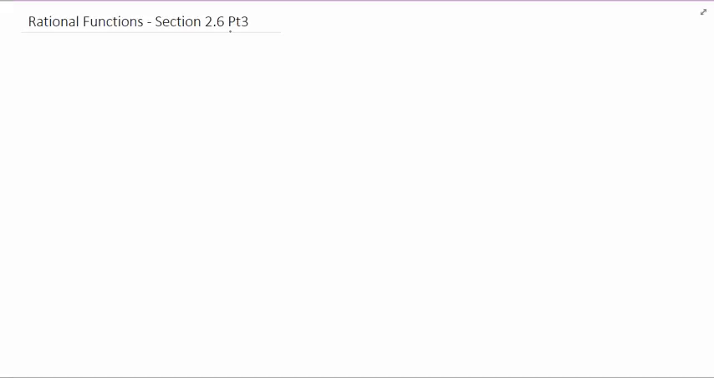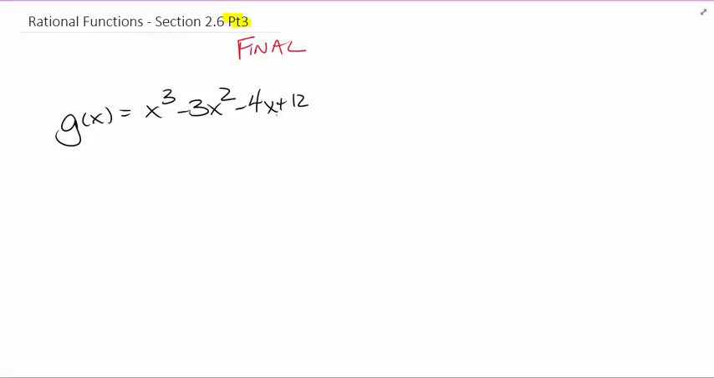Rational functions, this is section 2.6 from our text. This is part 3, and this will be our last piece. This is the final piece to rational functions. Yesterday we finished with this function. We called it g of x, which equaled x cubed minus 3x squared minus 4x plus 12, all with a denominator of x plus 1.